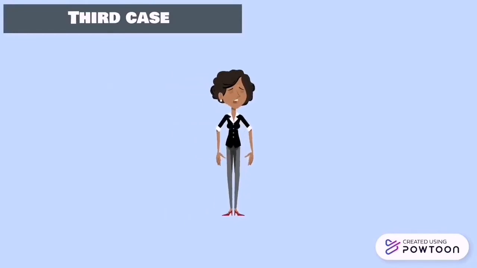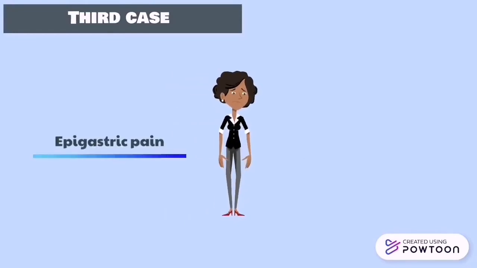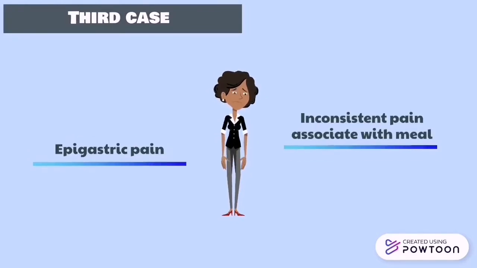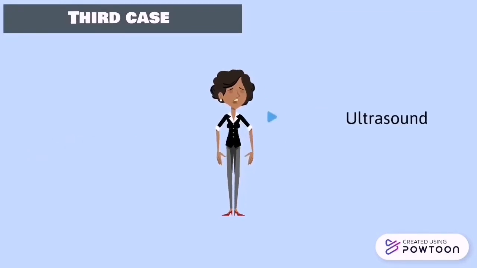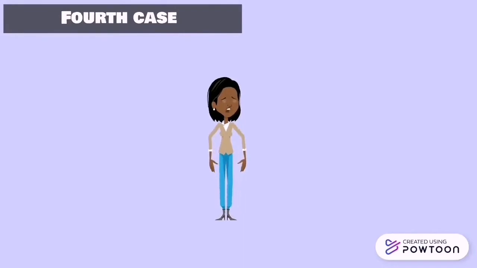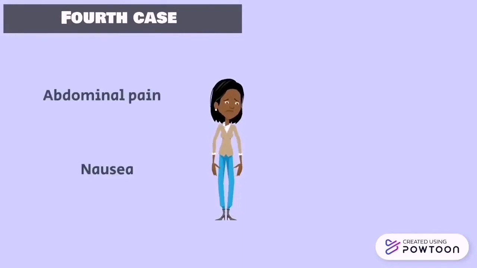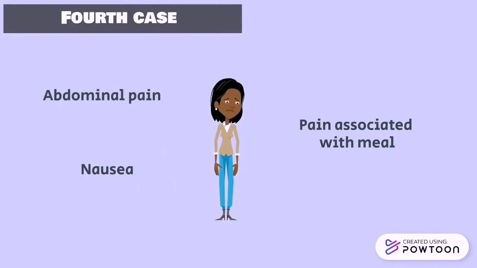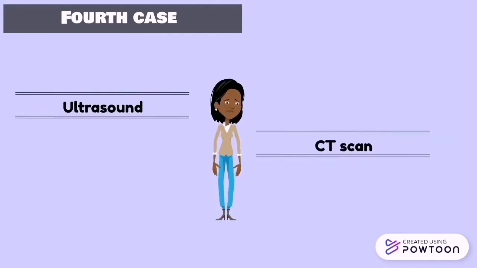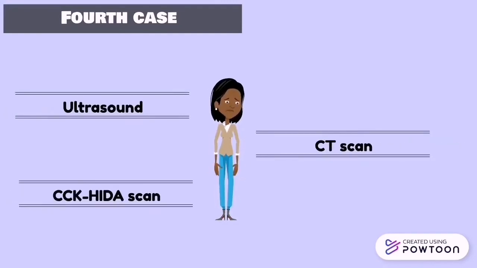The third case involved a 52-year-old female presented with 6 months of epigastric pain with radiation to the back. She reported some pain associated with meals but inconsistently. She underwent ultrasound and CCK HIDA scan, which both resulted normal. The last case, a 54-year-old female with history of abdominal pain and nausea. She reported recent pain associated with an Italian meal, but noted that she did have pain unrelated to oral intake. She underwent ultrasound, CT scan, CCK HIDA scan, which were all negative.